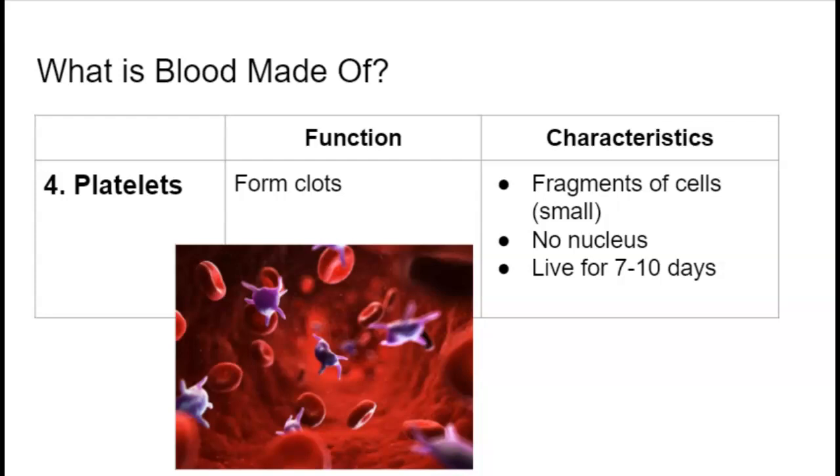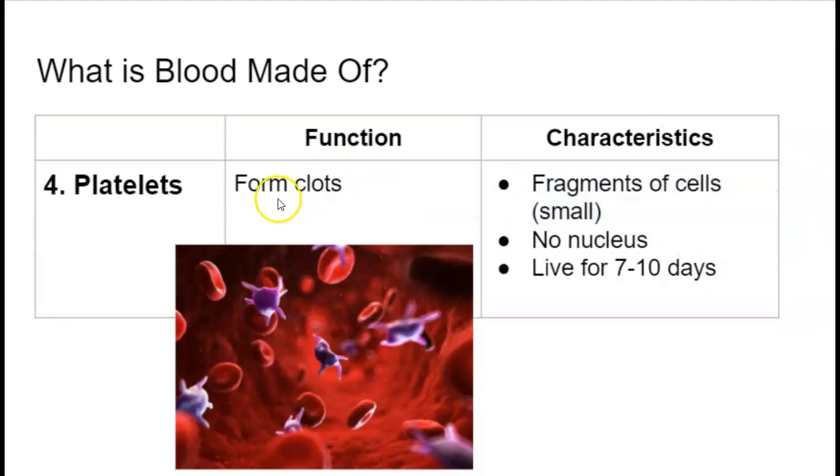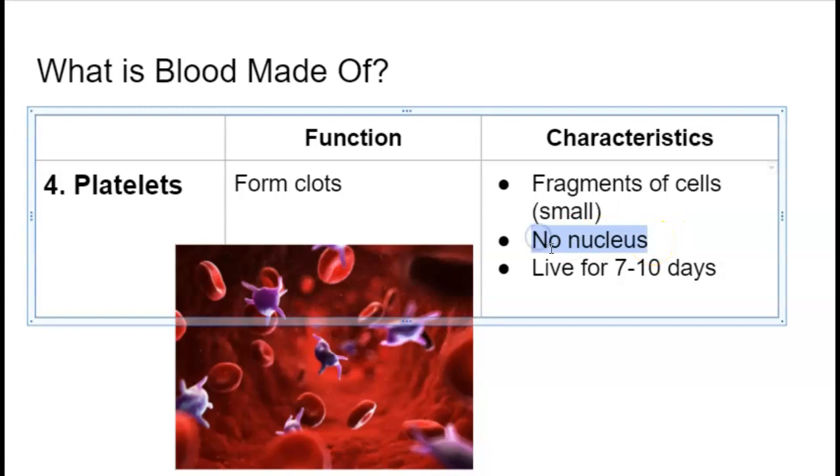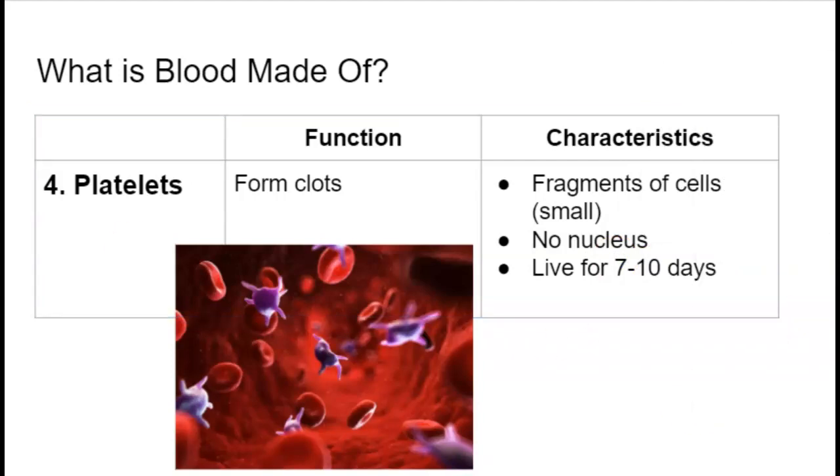And then, last but not least, we have platelets. Sometimes we draw them as little spiky guys. They're actually not whole cells. They're just pieces of cells, fragments, so parts of cells. And they help form blood clots, which again, we said are not necessarily bad because they help us stop the bleeding when we get a cut. Because they're just a part of a cell, they don't actually have a nucleus. They live kind of in between range, 7 to 10 days. So those are our 4 parts of blood.